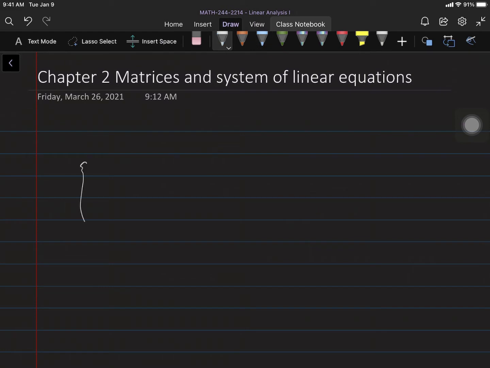So it's like 2x1 minus x2 plus 5x3 equals 1. 4x1 plus 2x2 minus 6x3 equals 3, and minus x3 equals 4. So here you can see we have three equations and three unknowns, and there's no power, and this is linear. They are all linear equations, so we call those a linear system of equations.